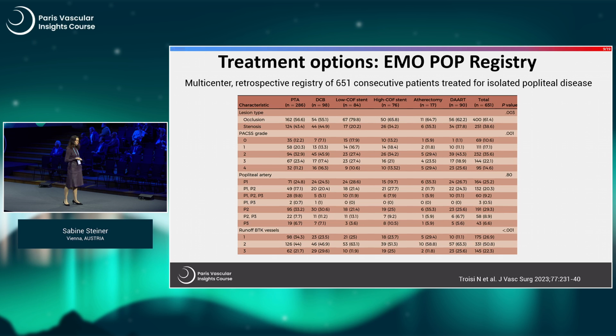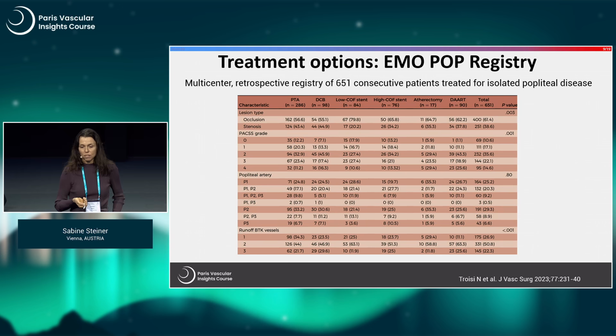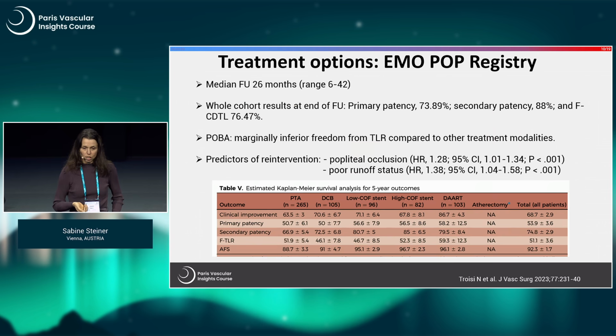So of course it's non-randomized data: PTA, drug-coated balloon, low chronic outward force stent, high COF stent, atherectomy, and directional atherectomy plus DCB. When you look at the involvement of the P3 segment, it's actually quite a minority. P2 and P3 was about 9%, P3 only 6%. So the numbers are really small for the subgroup.